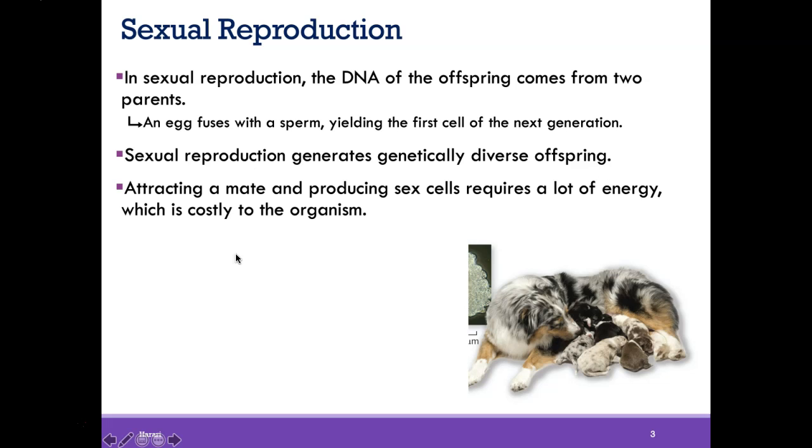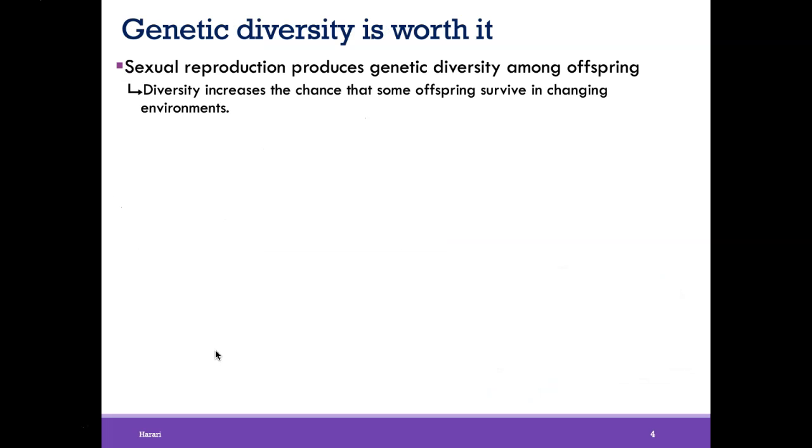But for sexual reproduction, we need to attract a mate and produce sex cells, which requires a lot of energy. And energy is costly to the organism. So what's the benefit of sexual reproduction? And why is sexual reproduction so common? Well, we said that with sexual reproduction, we get genetic diversity among offspring. And genetic diversity is worth the energy because diversity increases the chance that some offspring will survive in changing environments.